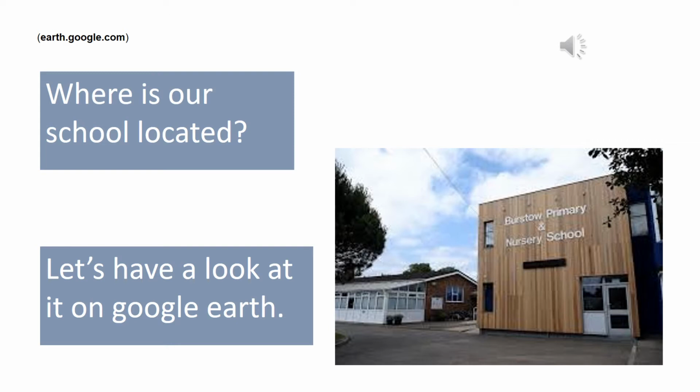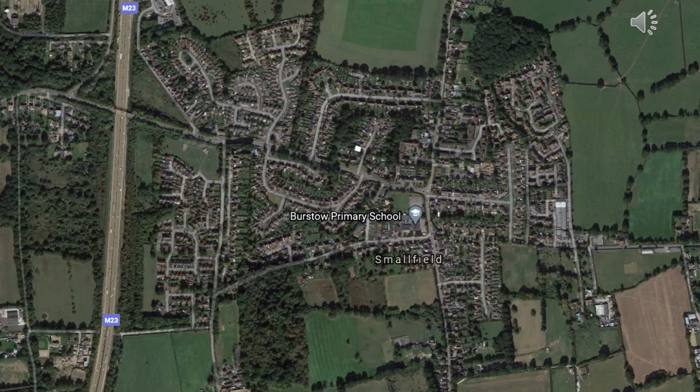Before we look at coasts, we're going to have a look at our school. A few weeks ago, we looked on Google Earth at a map of our school, and I've done that again today. On the next slide, I've got a copy of the Google Earth. So have a think and chat with your grown-up. Where is your school located? Right, I hope you said Burstow Primary School is in Smallfield.